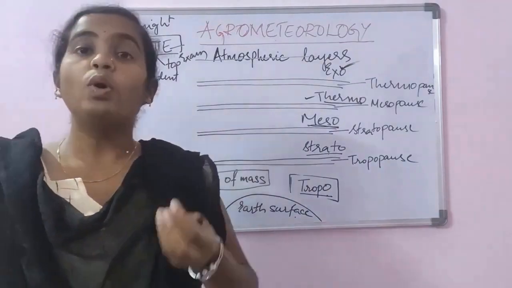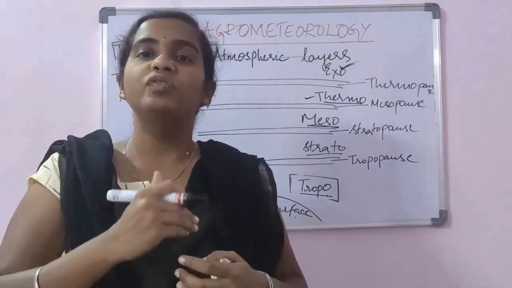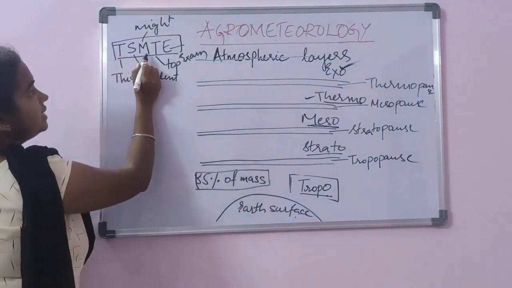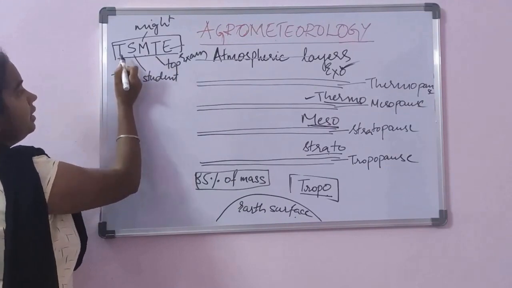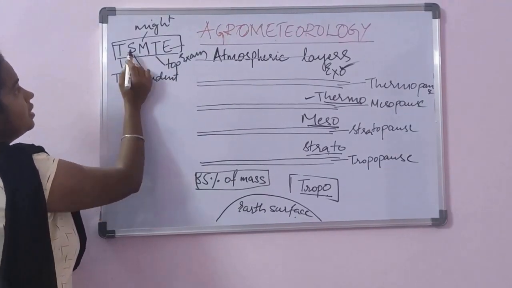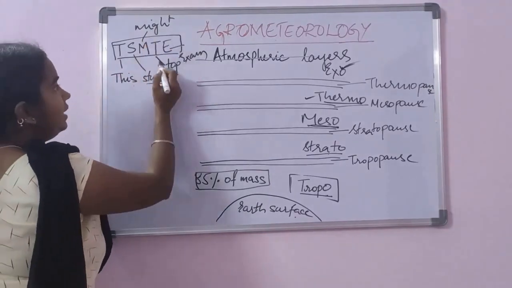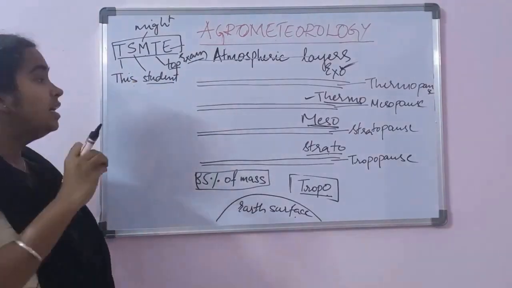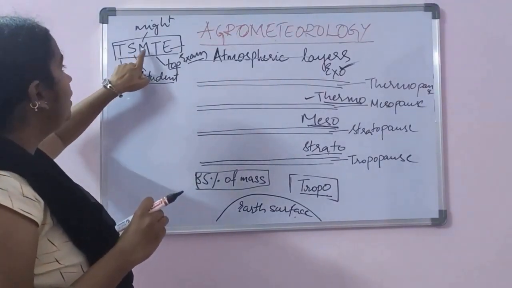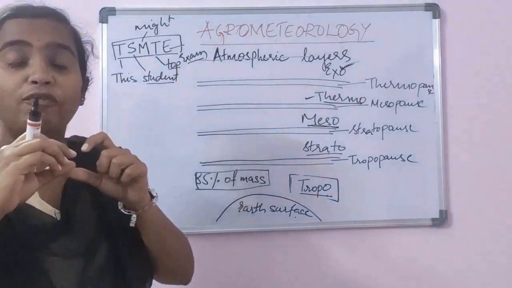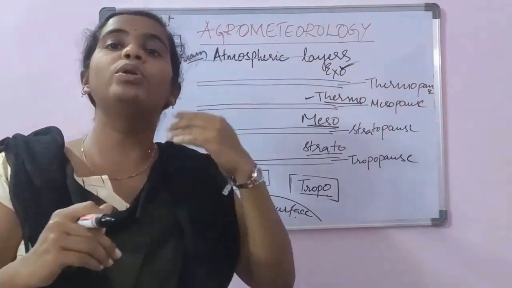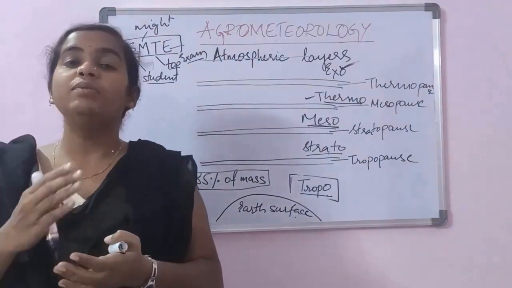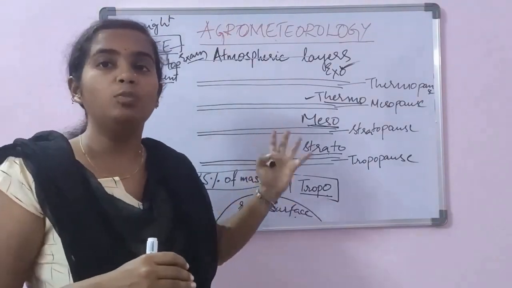We might get confused while remembering the sequence of the atmospheric layers. For this I have a small hint for you. You can remember it as TSMTE. Here you can remember it as such: T for this, S for student, M for mind, T for top, E for exam. So you can remember it as this student, mind, top in exam. So if you remember this sequence, it will be easier for you to remember the different atmospheric layers. So now let's discuss about the details and various characteristics of the different atmospheric layers.